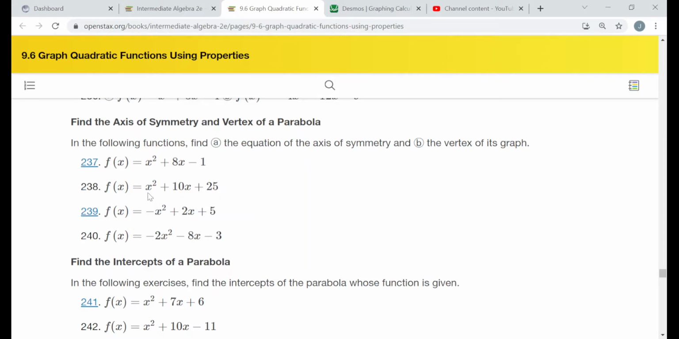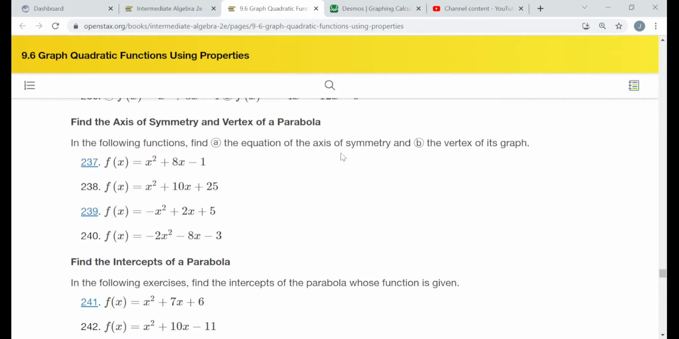Alright, so I'm going to start with exercise 238 here. Now in both of these, the instructions are A, find the equation of the axis of symmetry for the parabola. Remember, the graph of a quadratic function is a parabola. And part B is find the vertex of its graph.